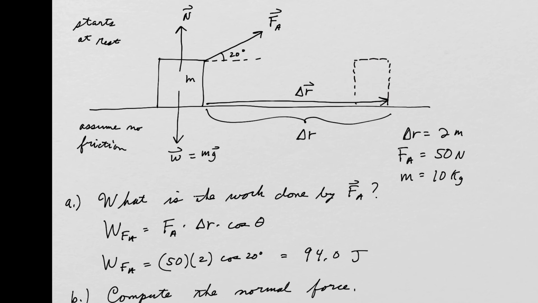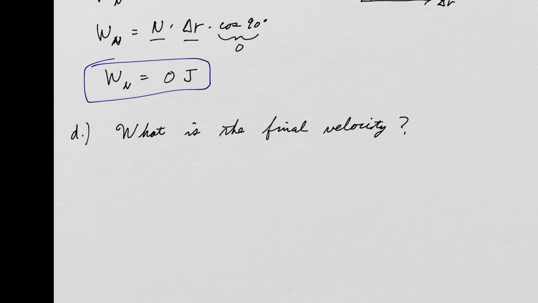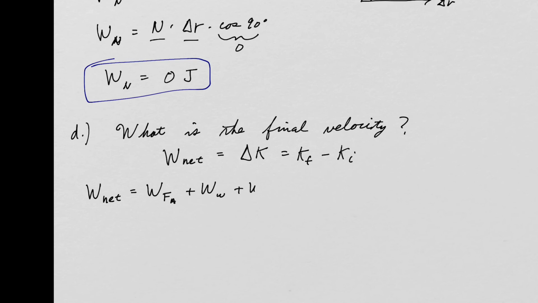To answer that question, we're going to use the work energy theorem. We know that the net work done must equal the change in kinetic energy, which is the final kinetic energy minus the initial kinetic energy. But how do I find the net work done? Well, the net work done is the work done by each of the forces. So it's the work done by FA plus the work done by the weight plus the work done by the normal force. However, we already know the work done by FA. We calculated that at the beginning.